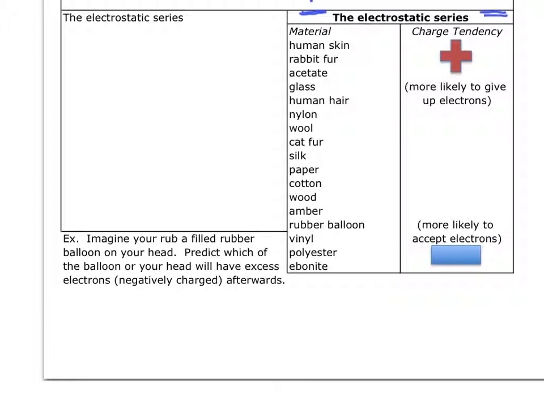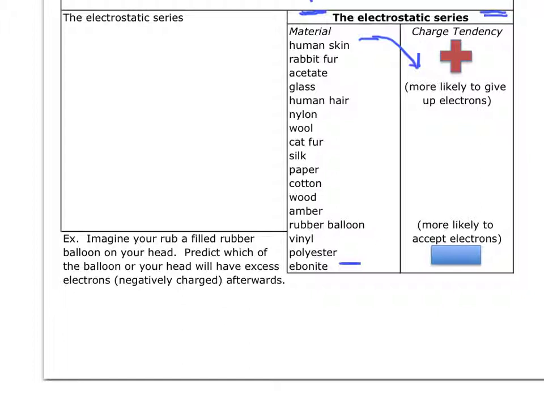So if you have a material near the top of the list, and this is just a sample list, this wouldn't be the top of all objects that exist, but in my list, human skin is the very top of the list. And what that means is it's the most likely to give up electrons. So human skin, most likely of all these objects to give up electrons. Whereas ebonite down here, we've used ebonite in class, is the most likely to take away electrons.